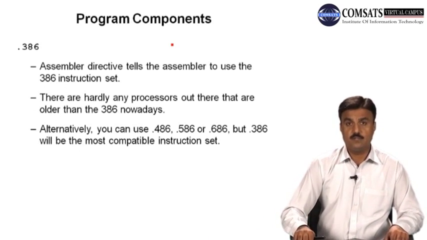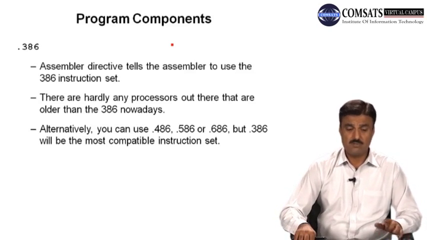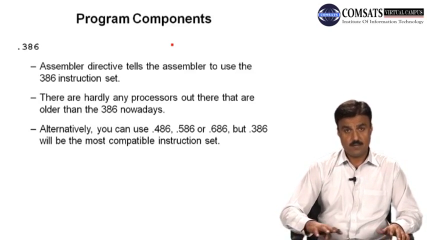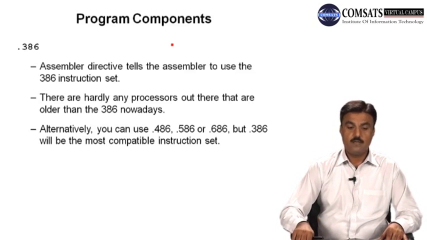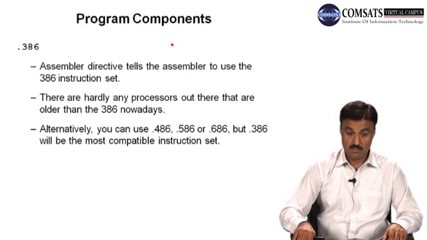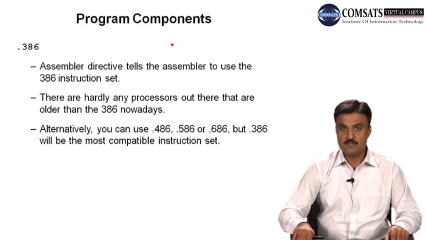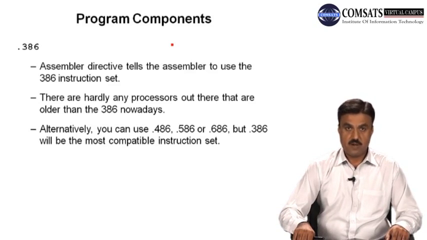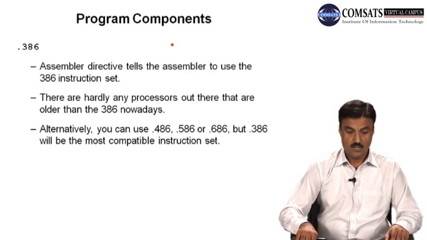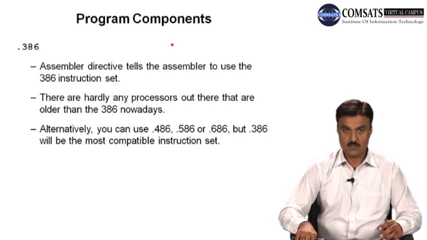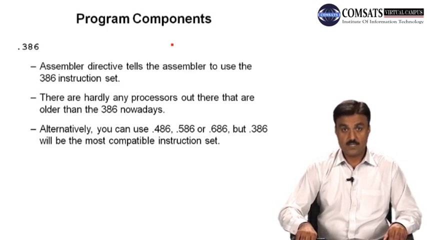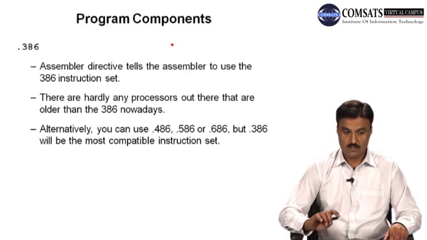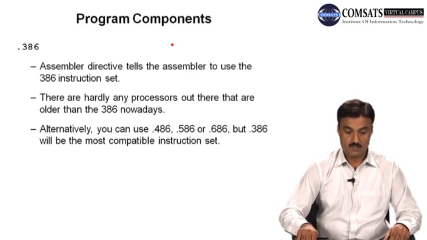First of all, the program components. We have used this .386 directive in assembly language, which directs the assembler to use the 386 instruction set. You can use 486 privilege mode, 586 means Pentium, and you can use 686 means Pentium Pro, and so on, and their privilege modes. In the future lectures, we will discuss their privilege modes. However, we will discuss what other options you can use at this place where we are using the 386 directive.